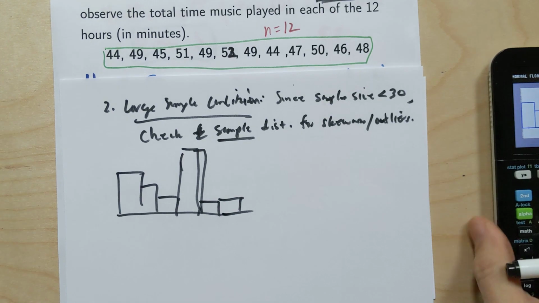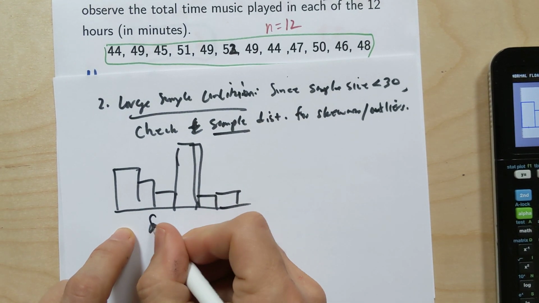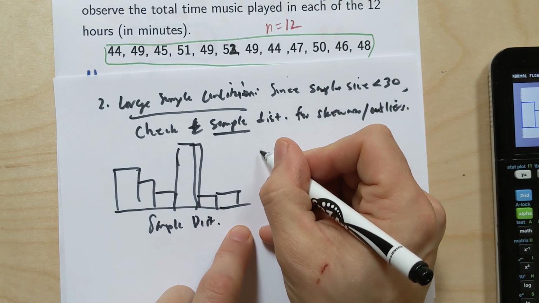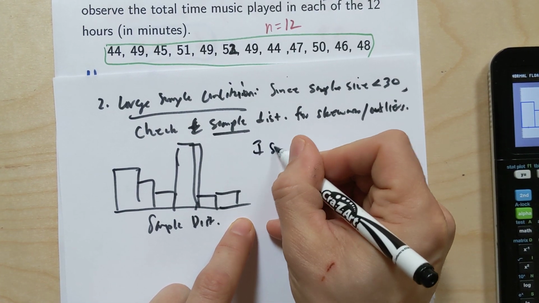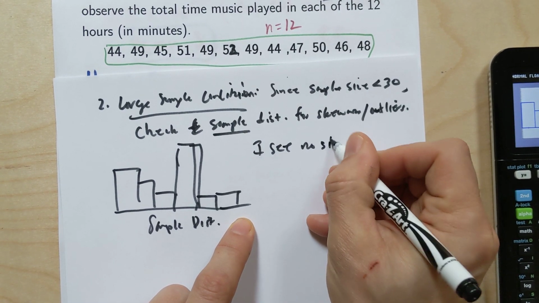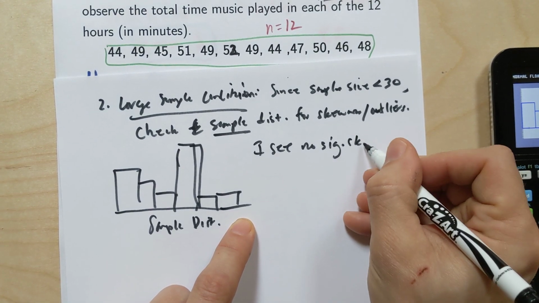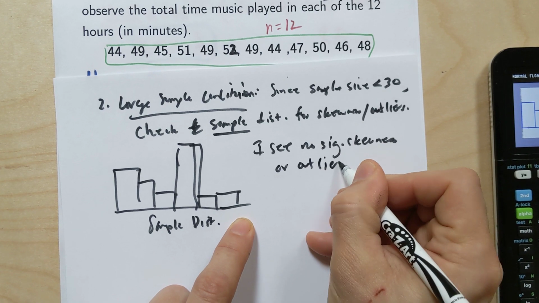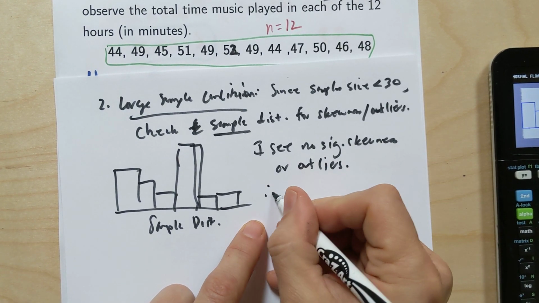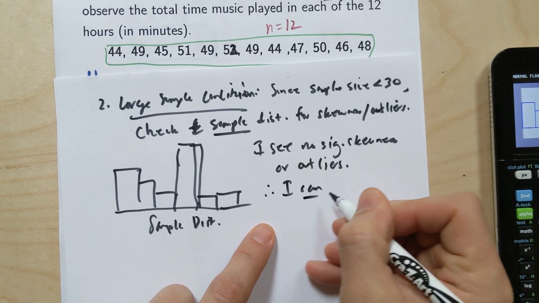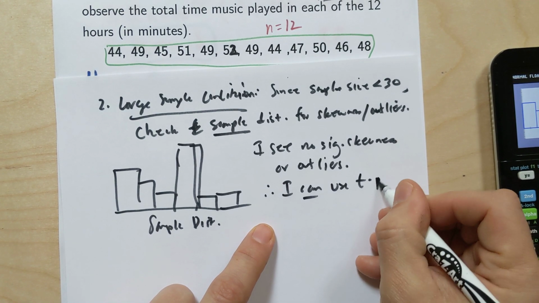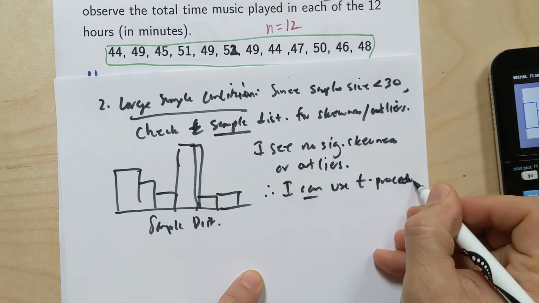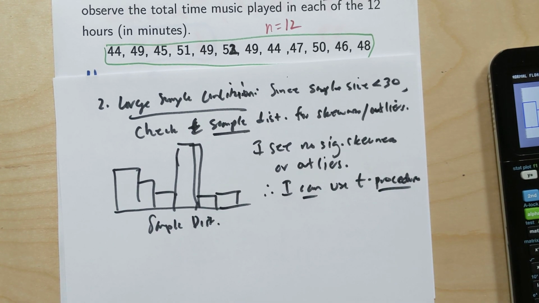So when I look at this, this is the sample distribution, right? And I'll say that I see no significant skewness or outliers, and therefore I can use the t-procedures, whatever the heck they are. In this case, t-procedures. I'll write out the word, right? T-procedures, because that works.